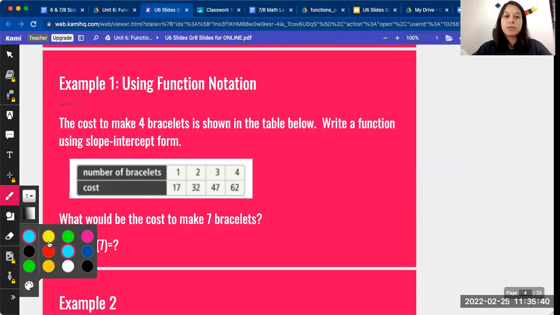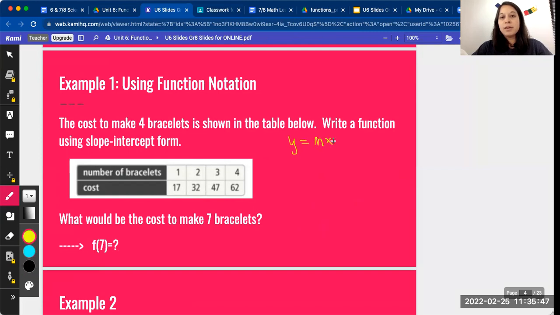Okay, I'm just going to start off with slope-intercept form because I understand that. We've done that so many times. y equals mx plus b. We need to figure out the slope and the y-intercept. So the slope is, remember, change in y. Let me make that a little better.